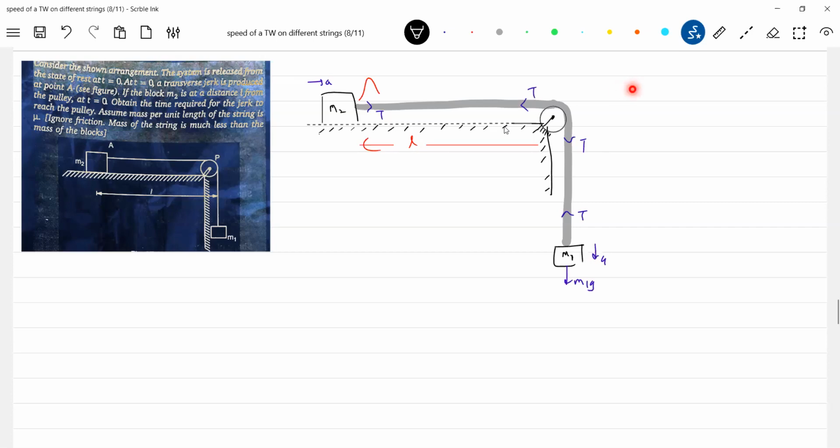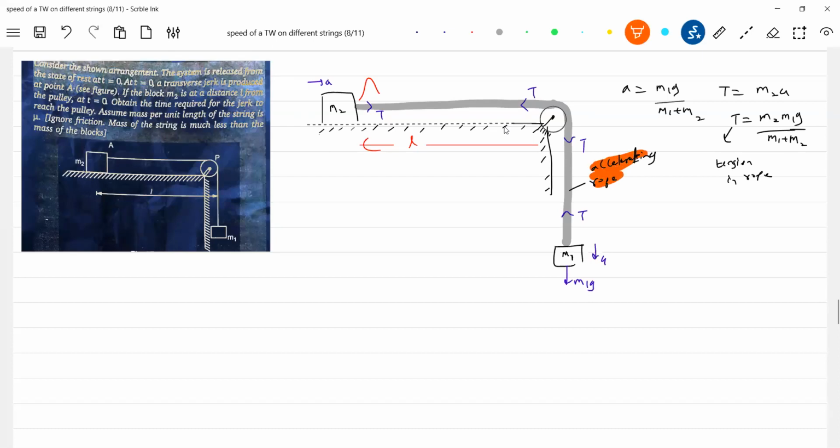This will be the acceleration, m1g by m1 plus m2. Tension equal to m2a. Okay, this is the tension, not the time taken or time period. Tension in the rope. Let me call this rope. It's an accelerating rope. Okay, fine. It's not a fixed rope, it's an accelerating rope.